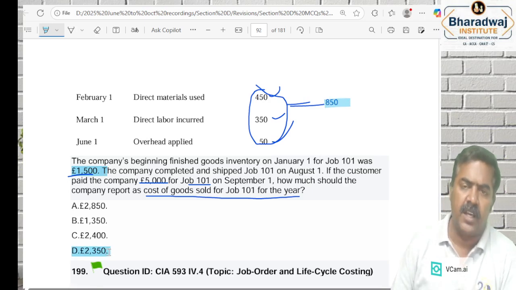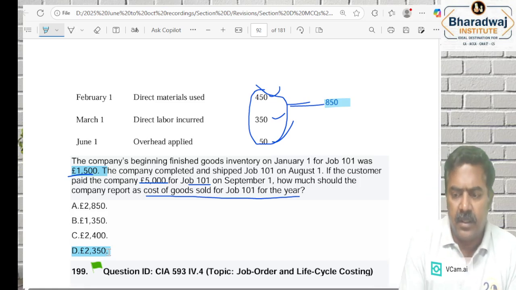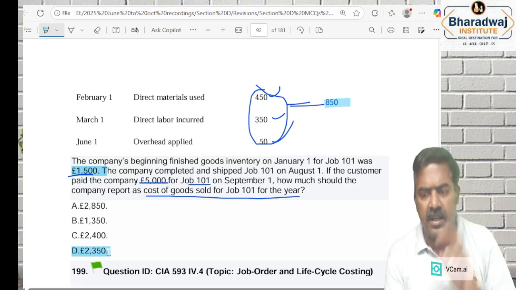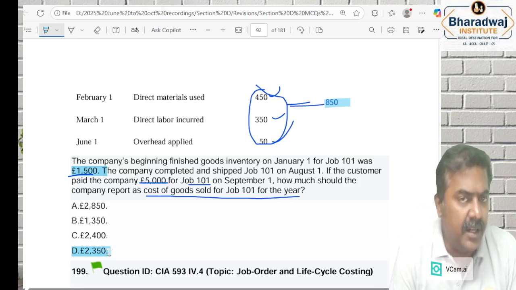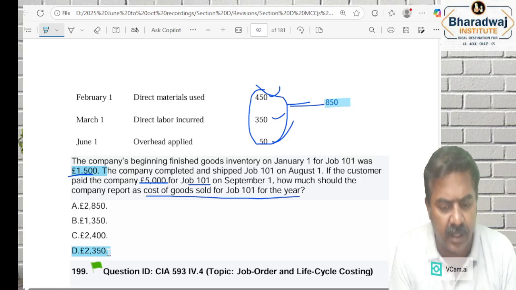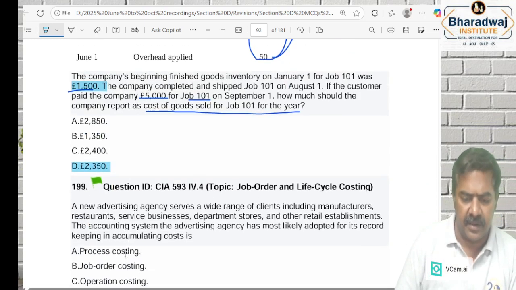There is no opening WIP, there is no closing WIP. So cost of goods manufactured is given to the customer. In the current year we spent 850. Already we have spent 1500. Total of 2350 we have spent. At the end of the period, there is no ending inventory.